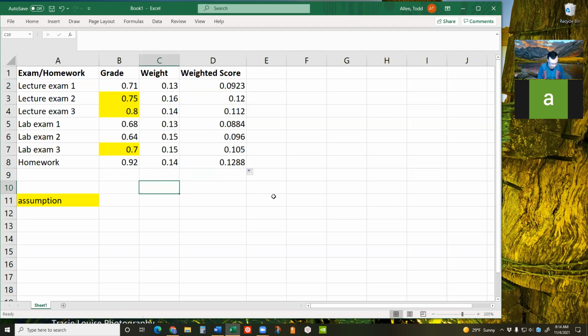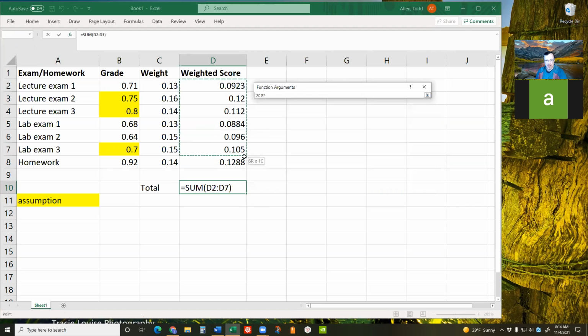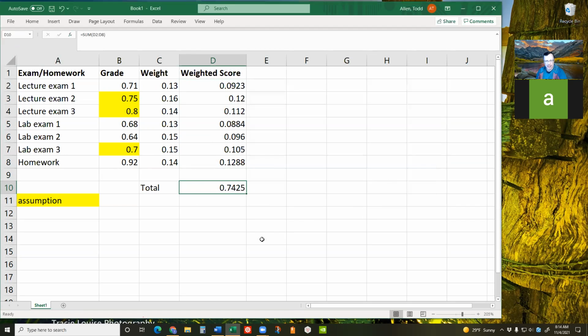Okay. So what you do at this point to get your final grade is to take these weighted scores and you add them up. So I'm going to hit the equal sign. I'm going to go up in the upper left corner, hit the sum option, SUM. That means it's going to add up all the numbers. So I'm going to tell it to add up all the numbers in the weighted score column by highlighting them. And I'm going to hit return or OK.